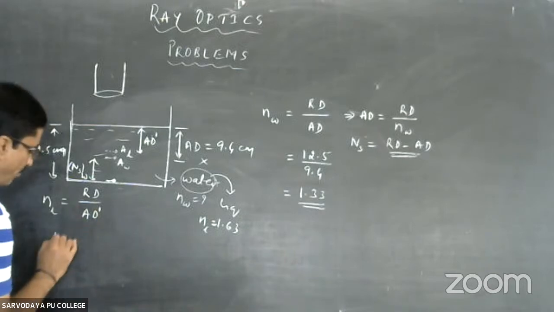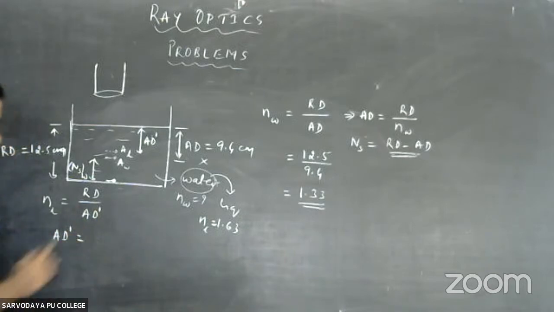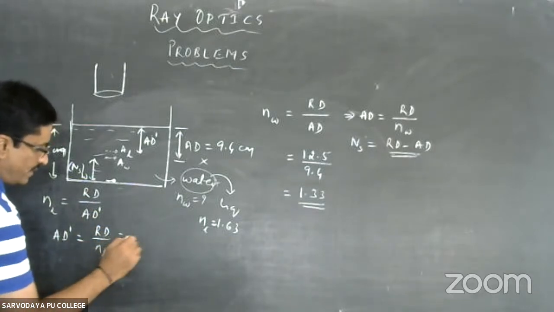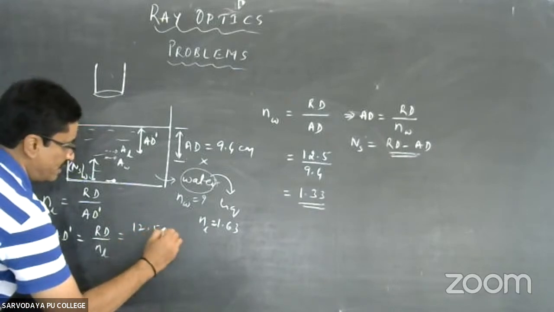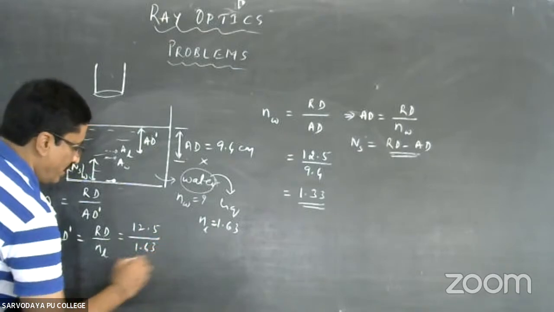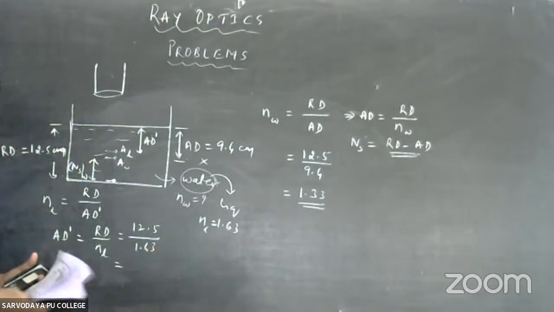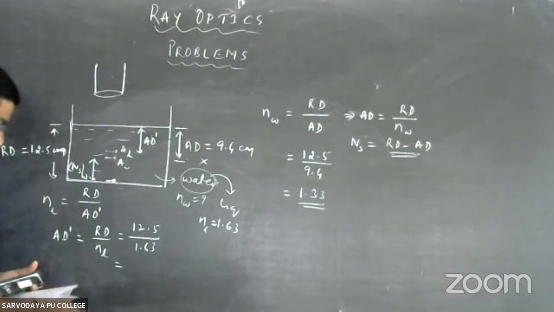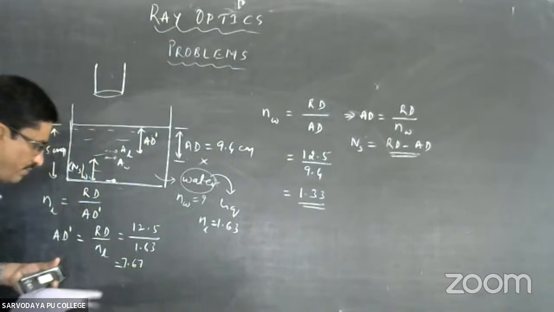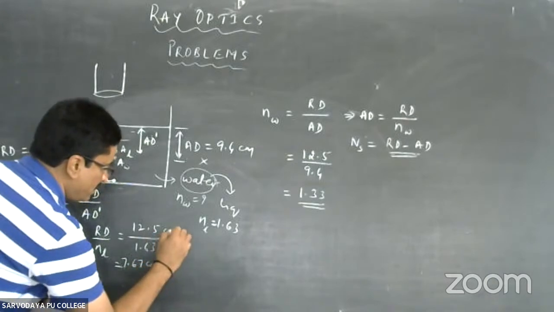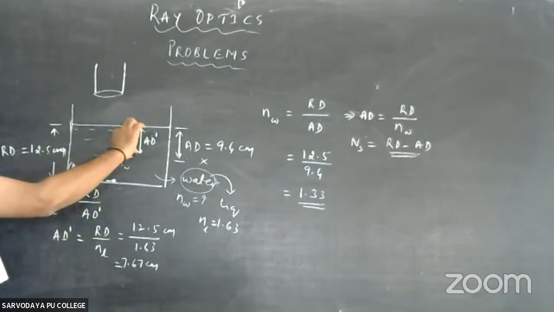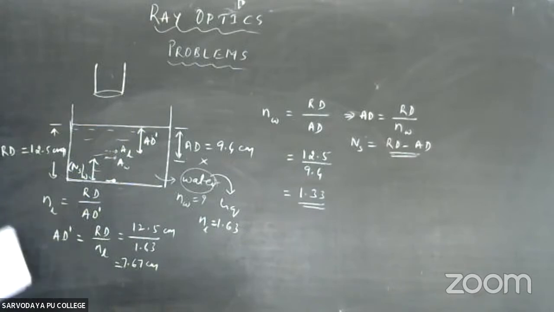That's why apparent depth, if you consider real depth divided by the refractive index of the liquid, real depth is the same, already mentioned, divided by 1.63, and this comes out to be 7.67 centimeter, because this is in centimeter. Okay, this is basically the apparent depth that is there in the liquid.